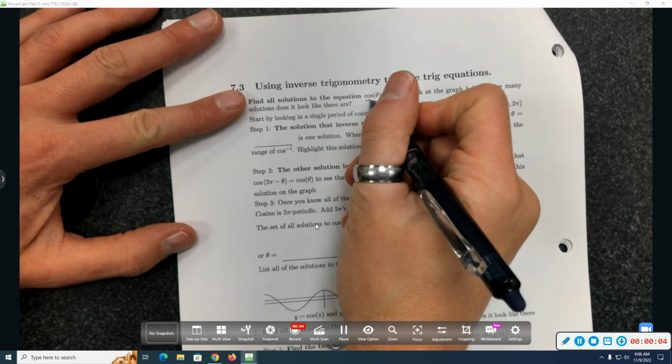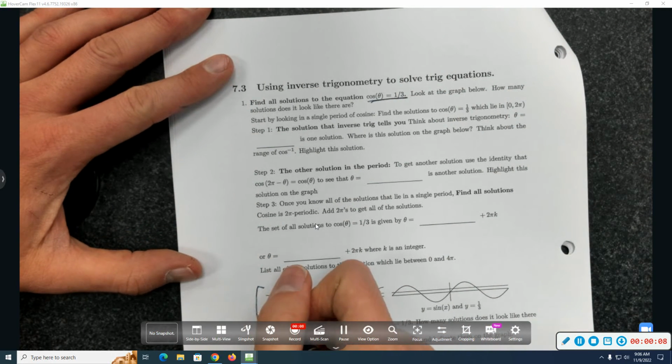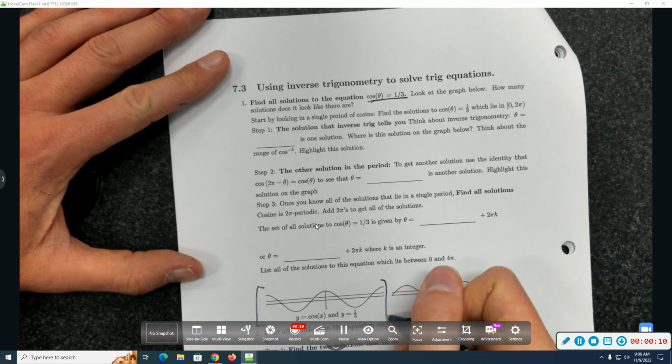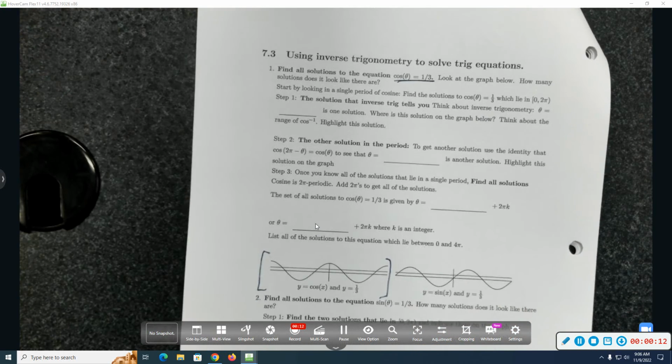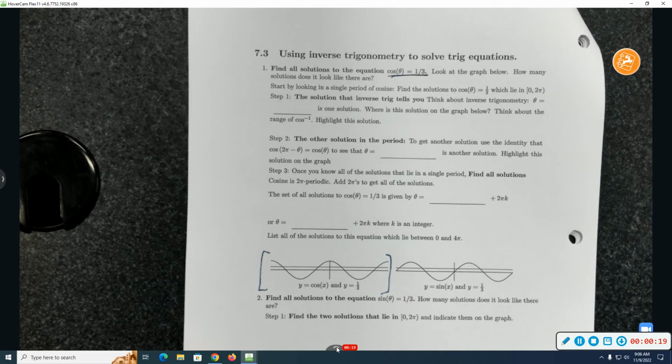Cosine of theta equals 1 over 3. And here is the relevant graph to look at. There's the curve y equals cosine of x, and y equals 1 over 3. So just by looking at that graph, how many solutions does it look like there are to this equation?